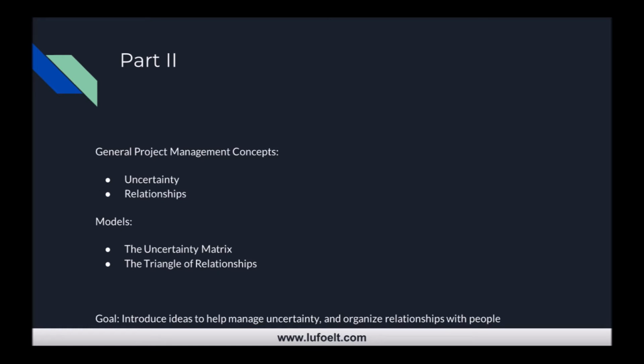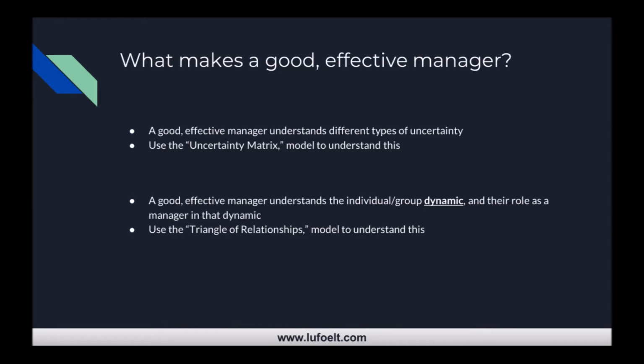Today, we're going to look at two of the things that I just explained to you that make a good effective manager. And that was the first two things. A good effective manager understands the different types of uncertainty, and a good effective manager understands the individual group dynamic and their role as a manager in that dynamic. All right, so we'll be looking at uncertainty and relationships.